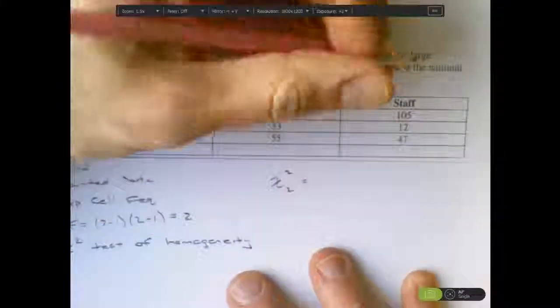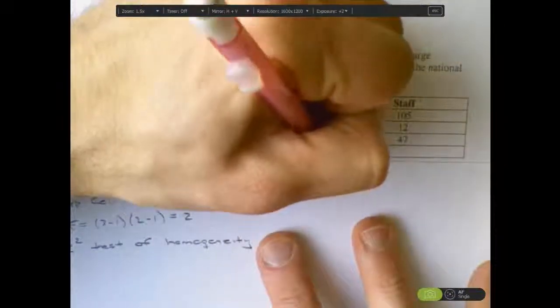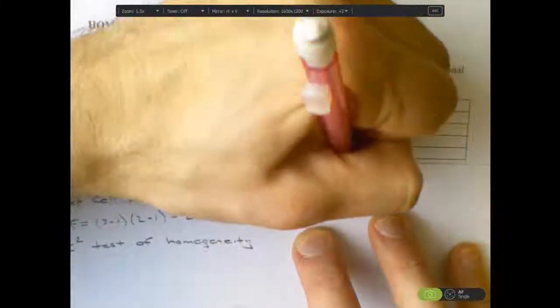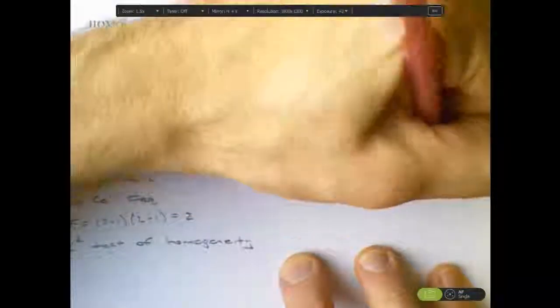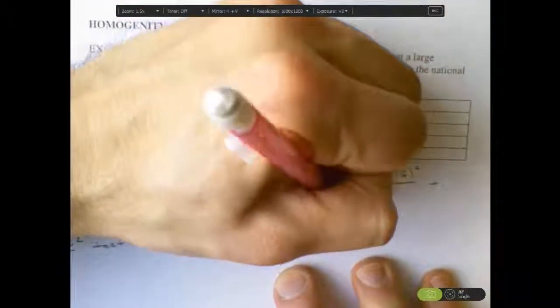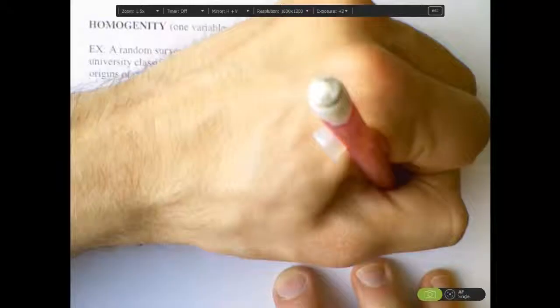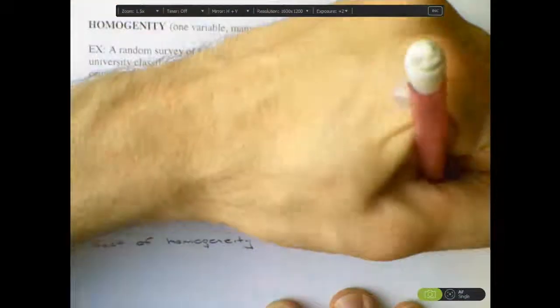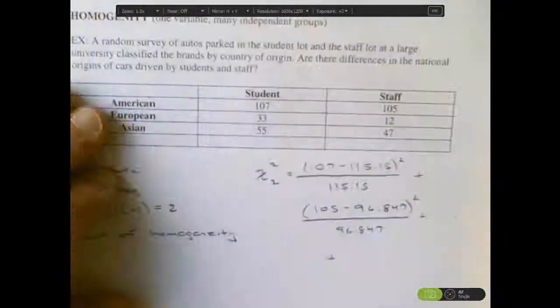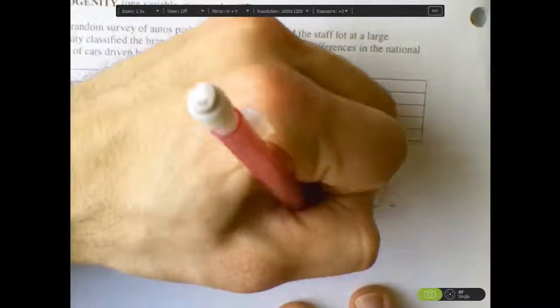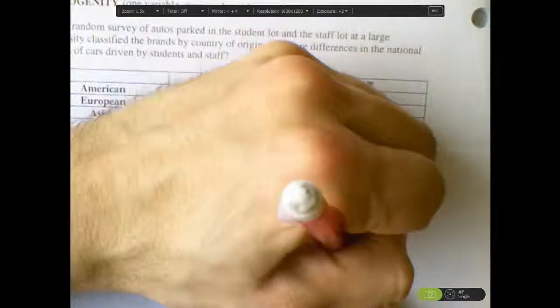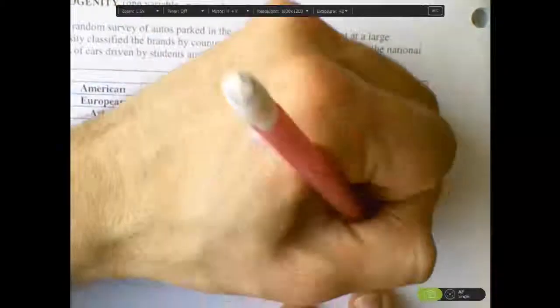So what we're going to have is I need to write out 3 formulas at most. So I have my first cell here, 107, minus my expected value, 115.15 squared divided by the expected value, plus my next formula would be 105 minus 96.847 squared divided by that expected value, plus dot dot dot, plus the last formula that we're going to have in the bottom right. Your observed was 47 minus expected 46.596 squared divided by that expected value, 0.596.